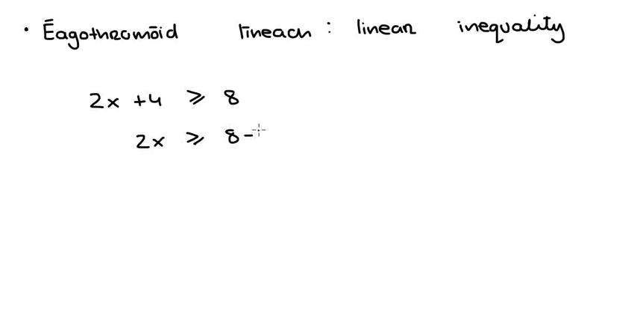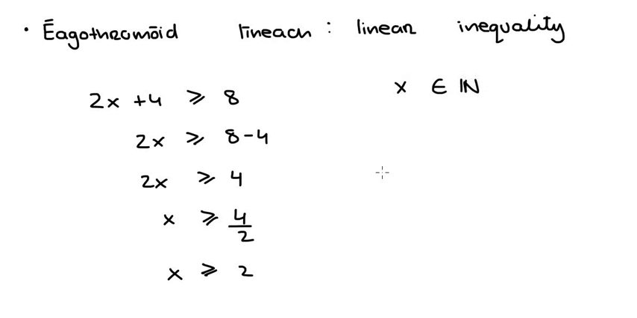If we need to solve this linear inequality, we solve it the same way as an equation. So we have 2x greater than or equal to 8 minus 4, 2x greater than or equal to 4, x greater than or equal to 4 over 2, x greater than or equal to 2. So we treat the inequality sign the same way that we treat the equal sign in an equation. And again, there'll be a video going through this specifically.